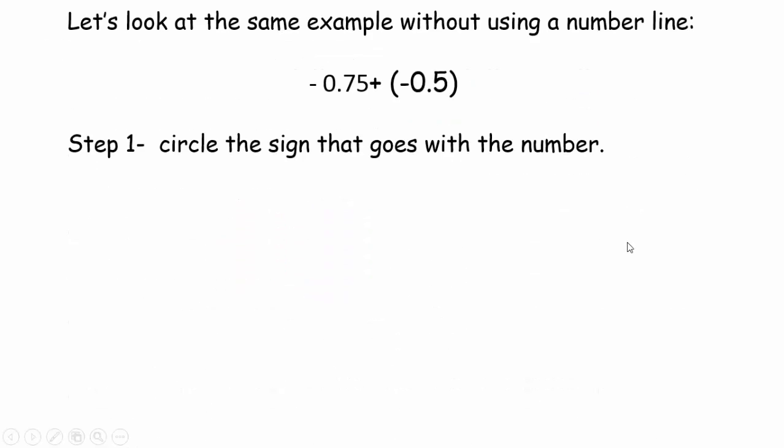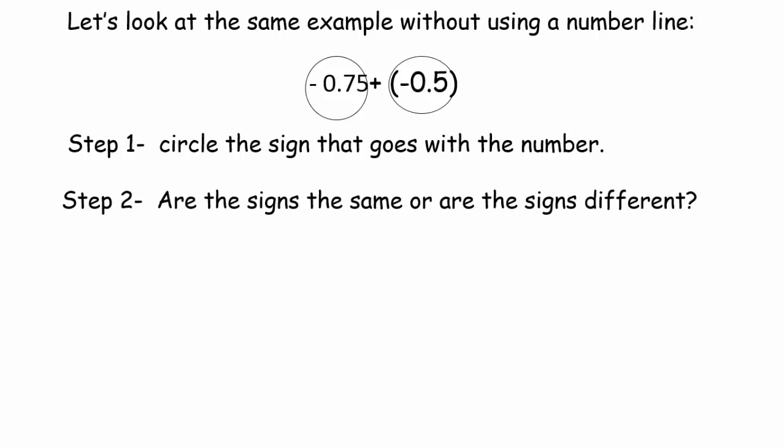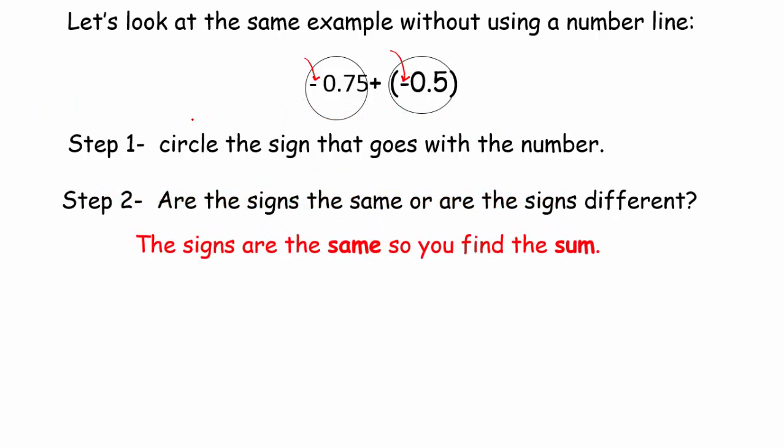Let's try that same example without using a number line. We know we better end up at a negative 1.25. The number line helped us see that. Now we're going to not use a number line, use our rules for adding signed numbers and come up with the same answer. So the first step we know is circle the sign that goes with the number. So that first number has a negative sign right in front of it. That second number also has a negative sign right in front of it. Are the signs the same or are the signs different? Well, you're noticing in front of this one's a negative. In front of this one's a negative. Signs are the same. I'm going to find the sum.